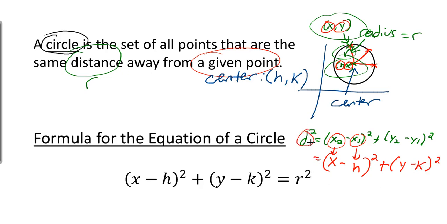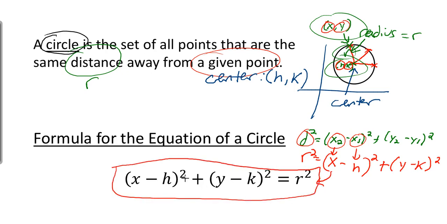And instead of calling this the distance, we have a special name for that distance. We're calling it the radius, and so we'll plug that in for d. So we get r squared. And so you flip that around the other way, and you get what you see on the screen here, right? So this is the formula for the equation of a circle. h and k are your center, and r is your radius. All right, so we're going to be using this formula to do the next several problems, so you'll want to make sure you know that formula.